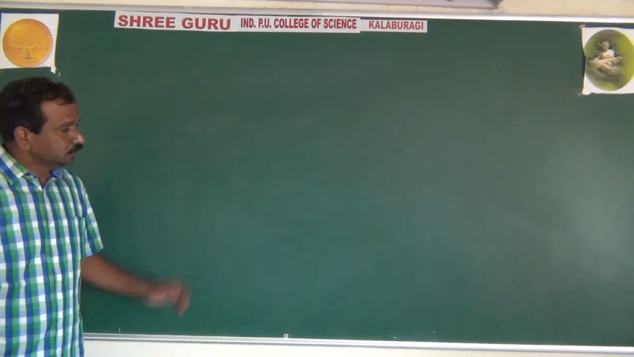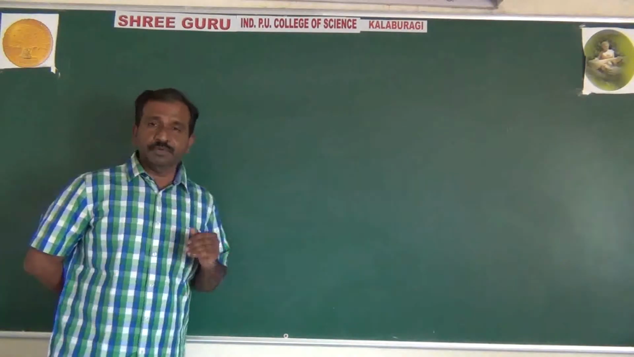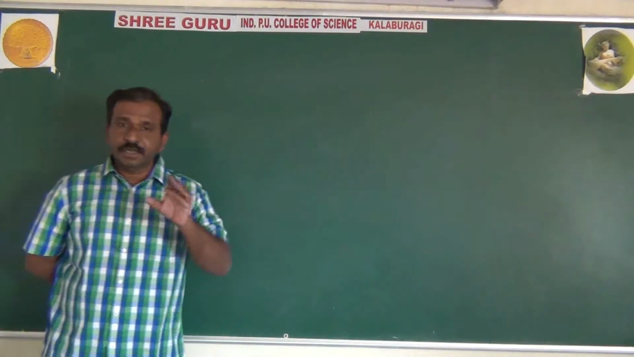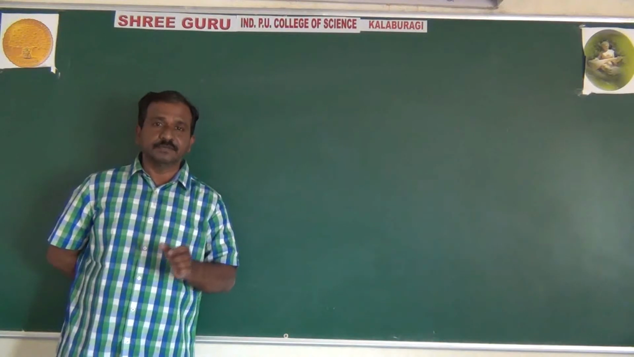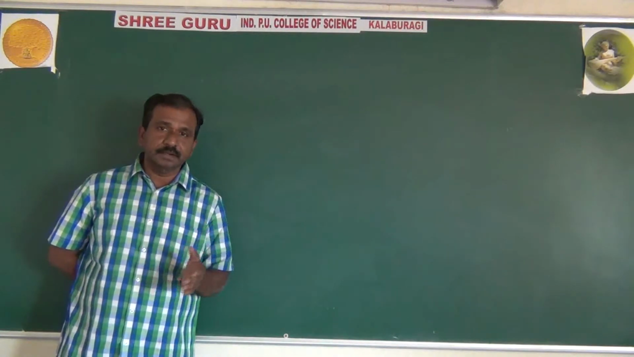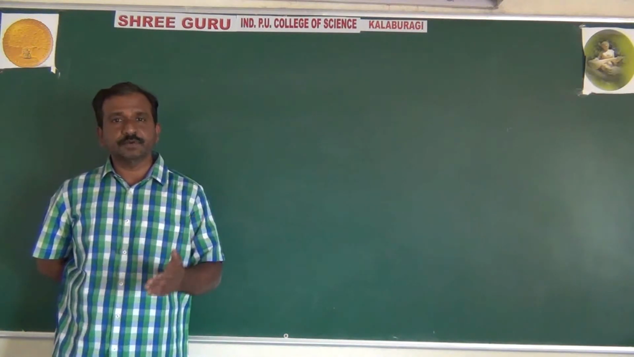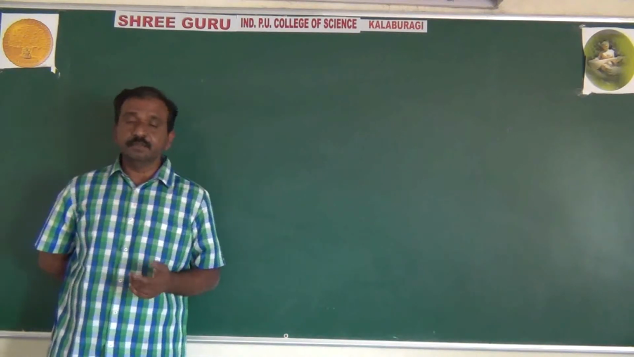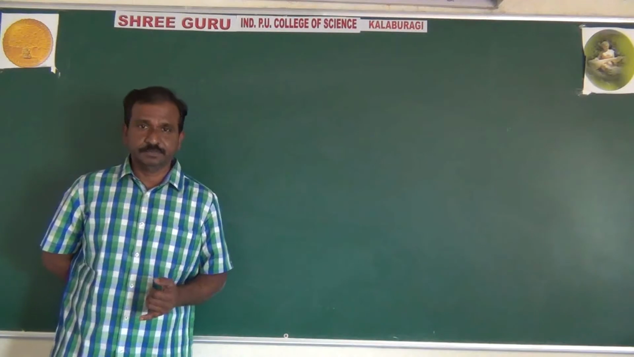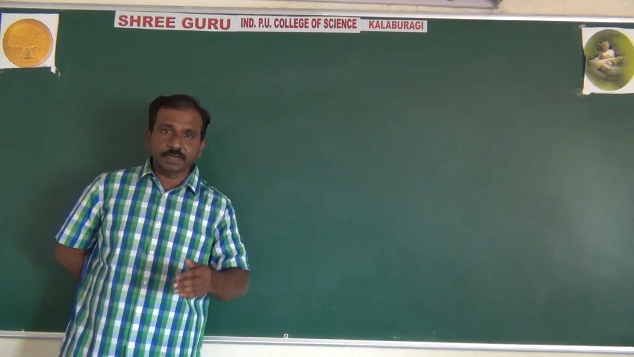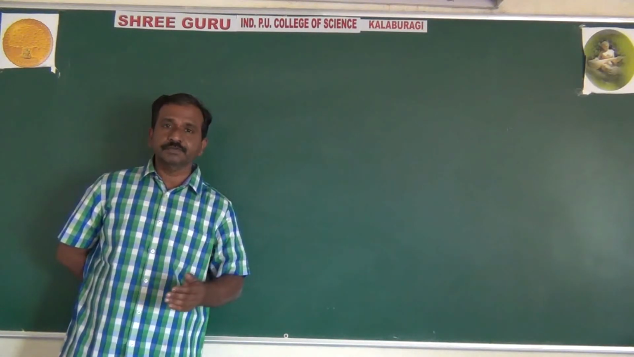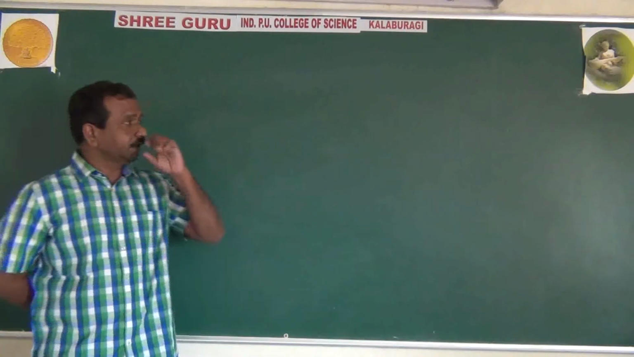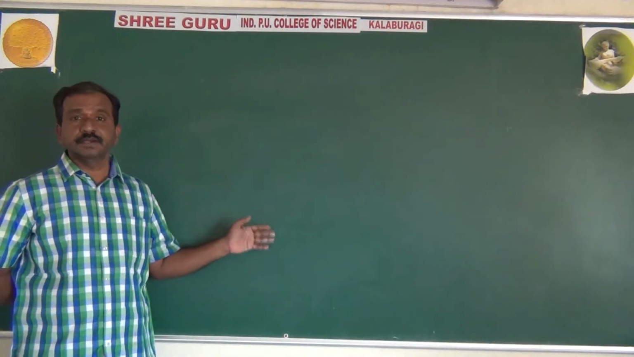Now the next part: as far as the R.H. Whittaker classification is considered, we have completed 3 kingdoms, that is Monera, Protista and the mycota. Now we are moving towards kingdom Plantae and kingdom Animalia.